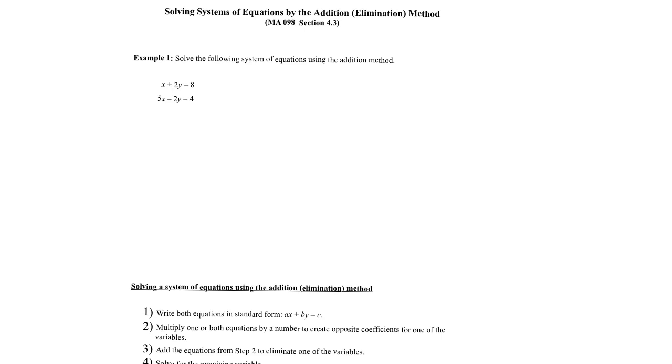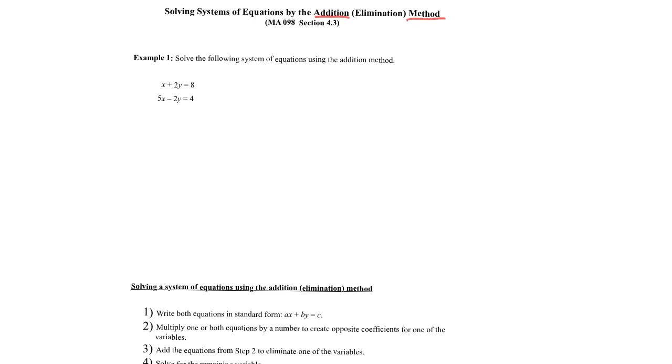So today is section 4.3, which still deals with solving systems of equations, but we're using a new method. Last time we learned the substitution method. This time we're going to use what's typically called the elimination method, but what our book calls the addition method.